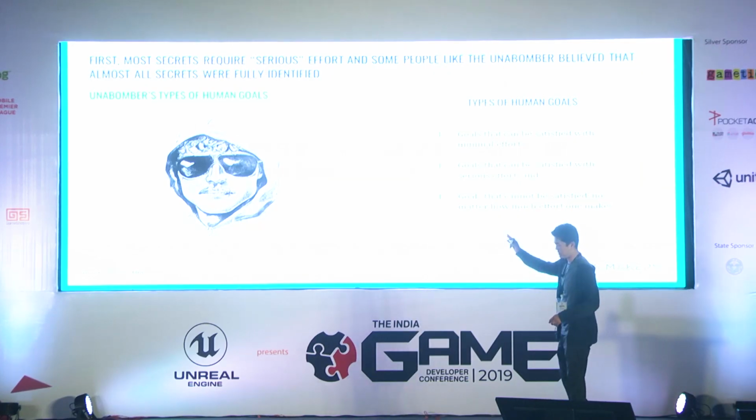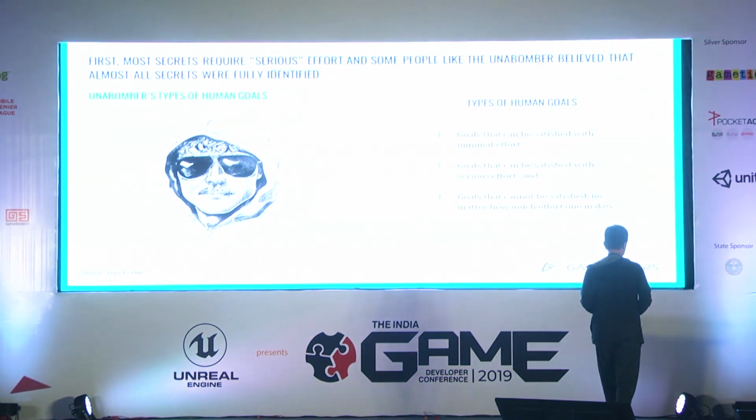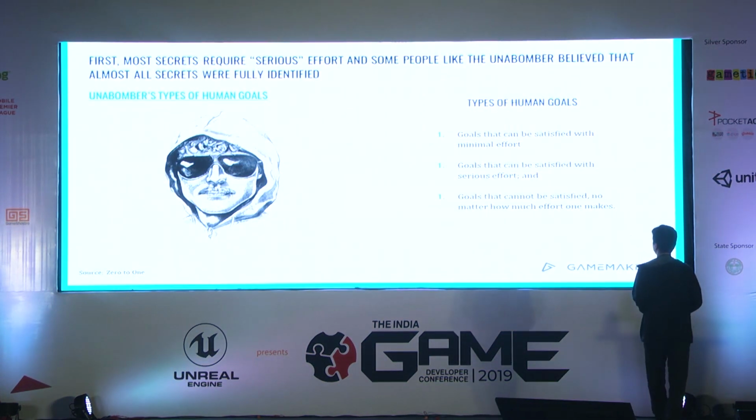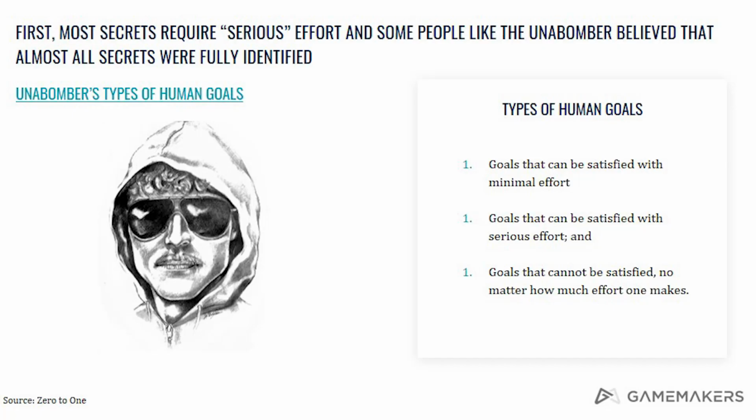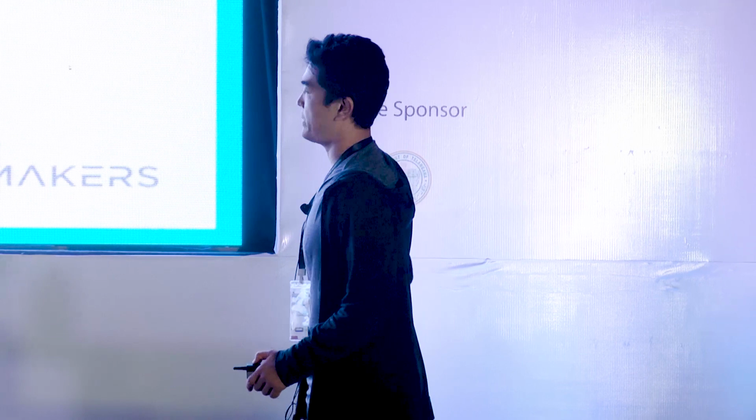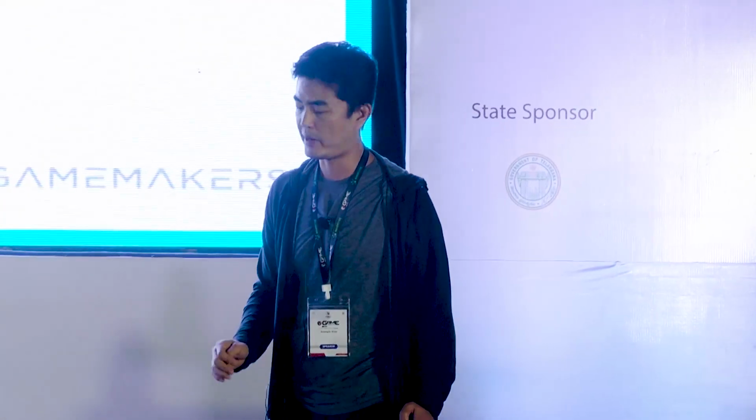And part of this, and this is the Unabomber, but the Unabomber had a manifesto. And in his manifesto, I don't know if any of you guys remember this, but he talked about 3 types of human goals. The first were goals that can be satisfied with minimal effort, goals that can be satisfied with serious effort, and finally goals that cannot be satisfied no matter how much effort one makes. And this maps back to the Peter Thiel framework.